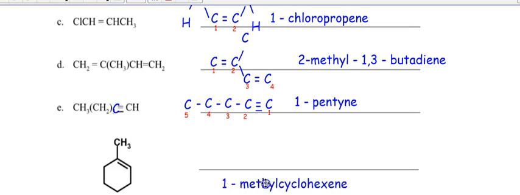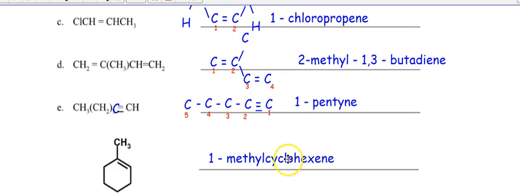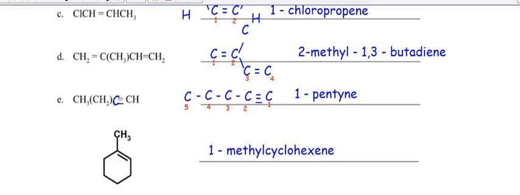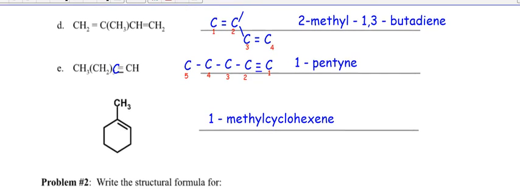All right, this is what I got. I got 1-methylcyclohexene. Why is there no number in front of the cyclohexene? Because if you have 1 double bond, it is assumed that these 2 carbons are carbon 1, carbon 2. You want your branch to be on the lowest set of carbons, so it becomes 1-methylcyclohexene. So in problem number 2, write the structural formulas for these. So why don't you pause this? Why don't you do them all, and then when you're done, come back.